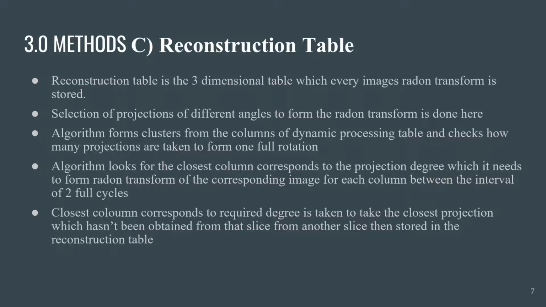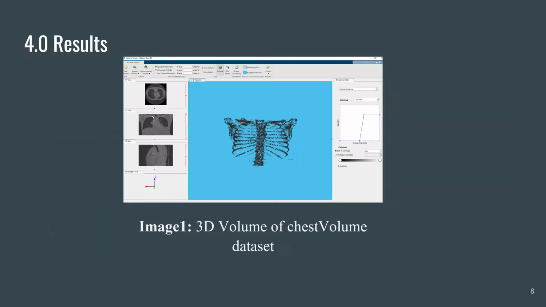The closest column corresponding to the required degree is taken as the closest projection which hasn't been obtained from that slice, because the rotation doesn't fully cover all of the angles, as I have stated before. So I choose the closest slice's degree, the column degree, for reconstructing that slice.